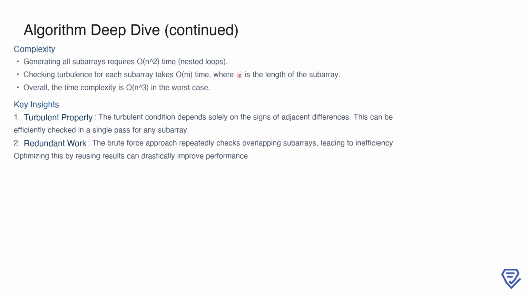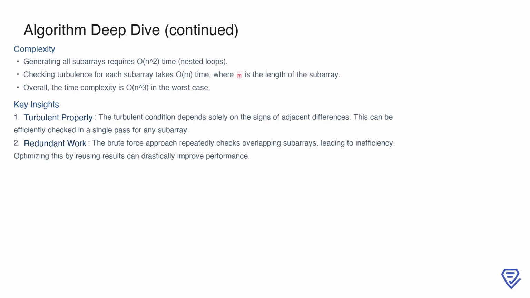The brute force approach, while simple, comes with a significant computational cost. To generate all subarrays, we use nested loops, which take O(n²) time. Then, for each subarray, we check its turbulence, which requires O(m) time, where m is the subarray length. In the worst case, this leads to an overall time complexity of O(n³). However, we can derive some key insights from analyzing this approach.